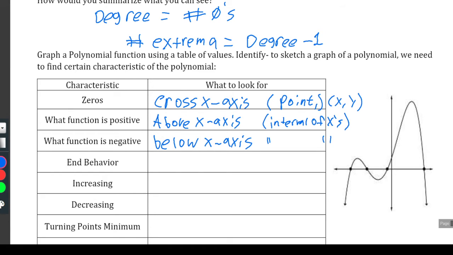When we're looking for the end behavior, we did this yesterday. We're looking for what it's doing at the arrows, or where the arrows are headed. And that's either going to be a value on the y, or it's going to be an infinity, either negative or positive infinity.